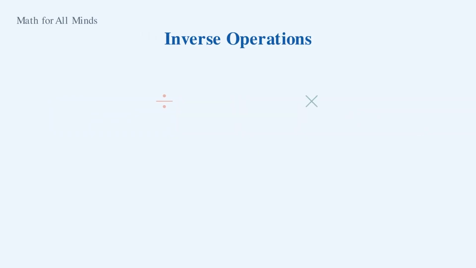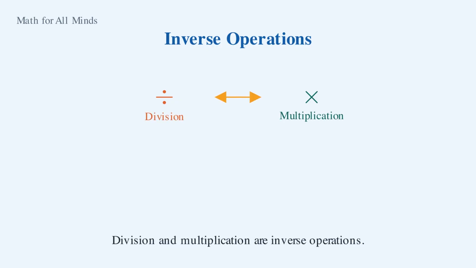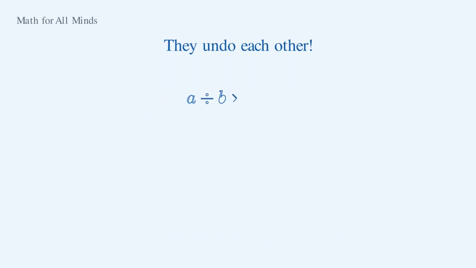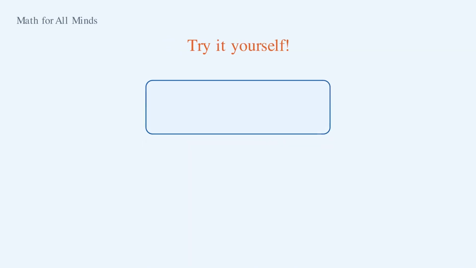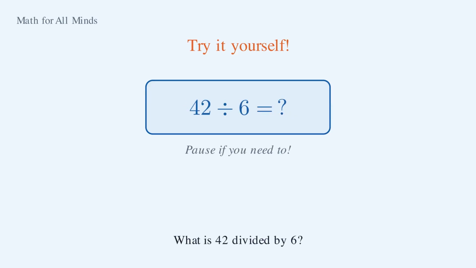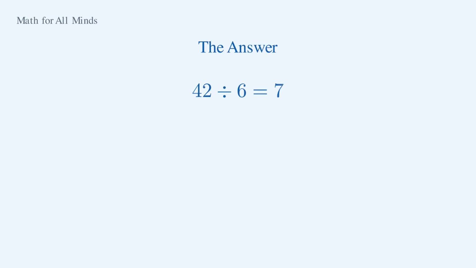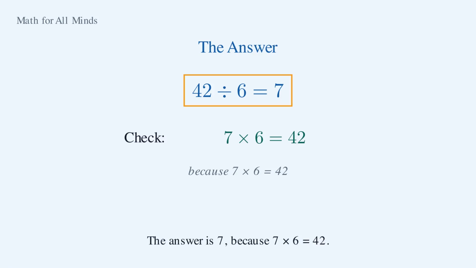Here's a powerful idea. Division and multiplication are inverse operations. They undo each other. So we can always check a division answer by multiplying back. Try this one yourself before I show you. What is 42 divided by 6? Pause if you need to. The answer is 7, because 7 times 6 is 42. The check confirms it.